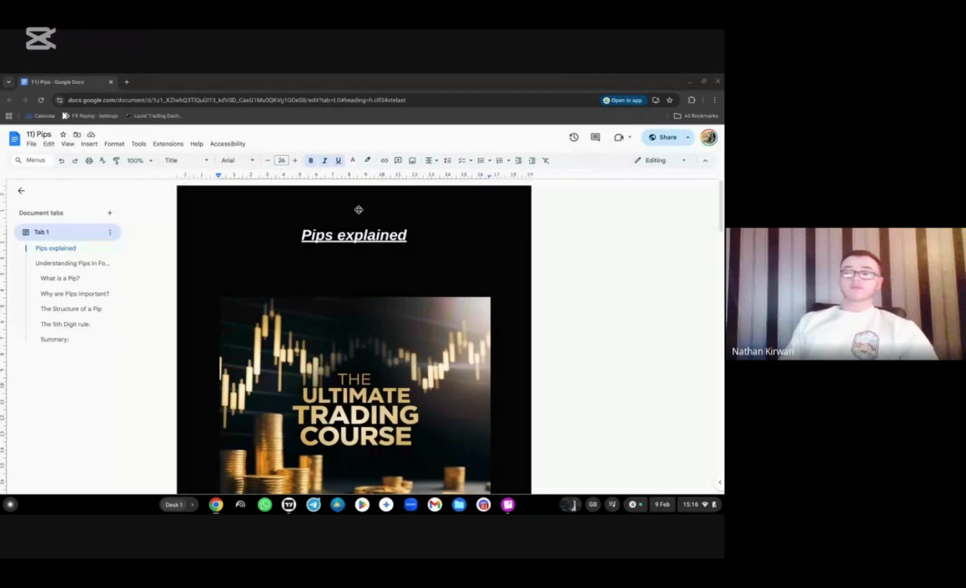Important. Pips. It's very important that you understand pips and how price moves, because at the end of the day, a pip determines how much you make or how much you lose on a trade. So, what is a pip?